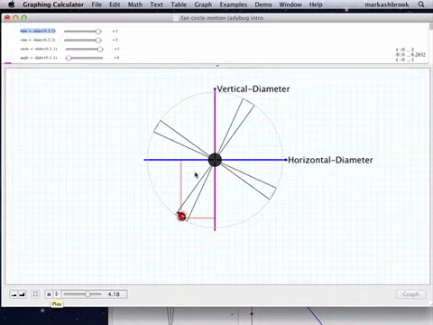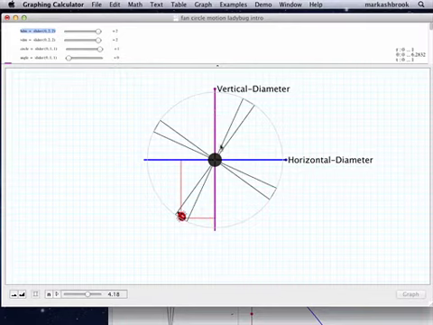What would be another way we could describe, say, the horizontal distance to the right of the vertical diameter? What would be another way to express that? Isn't that length right there? What's a simpler way to express that? Okay, it's cosine theta, that's right.